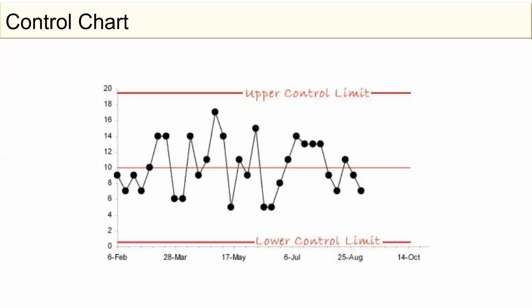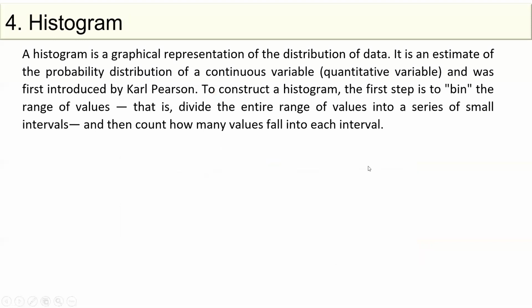Let's see, this is a control chart. There is an upper limit and a lower limit. Between that, what happens in the checking? If anything is lower than this or higher than this, they must have control on it.